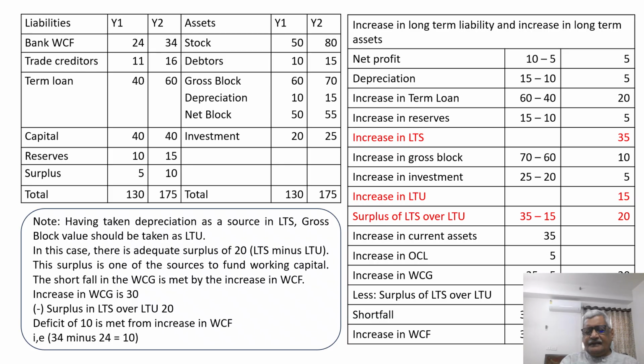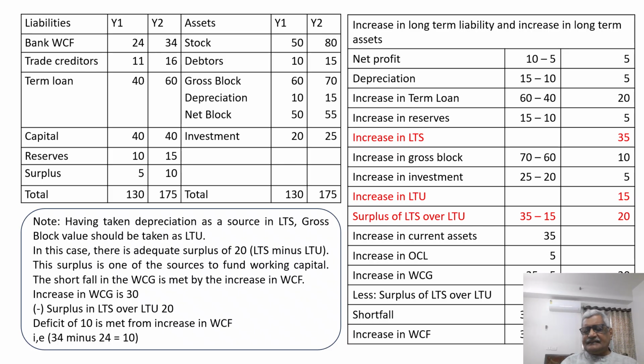Whenever the computation is done, if there is a surplus of LTS over LTU, or LTS is greater than LTU, it means margin for working capital is available. Now the second question is, we have to find out whether the margin is sufficient to meet the working capital.